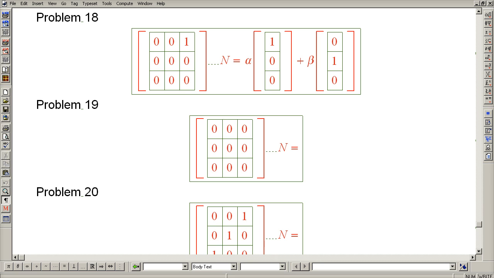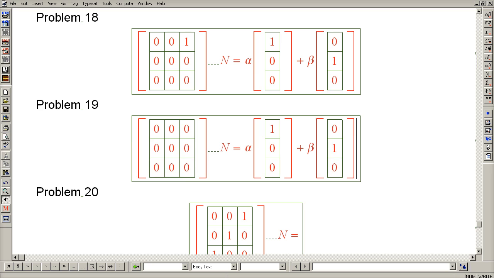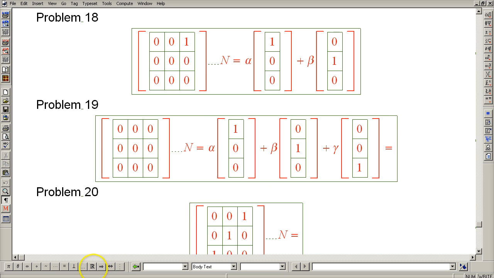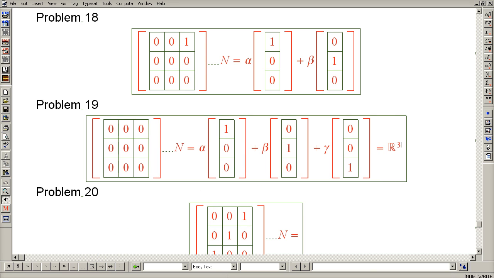Problem 19. Now, problem 19 is the zero matrix. So its null space can be first captured like this. But then, as we saw before, there is a much more efficient way of capturing it, which is simply to use this symbol. The null space is the entire space R3. And once again, the converse is true. If the null space is the entire space, then the matrix is necessarily the zero matrix.